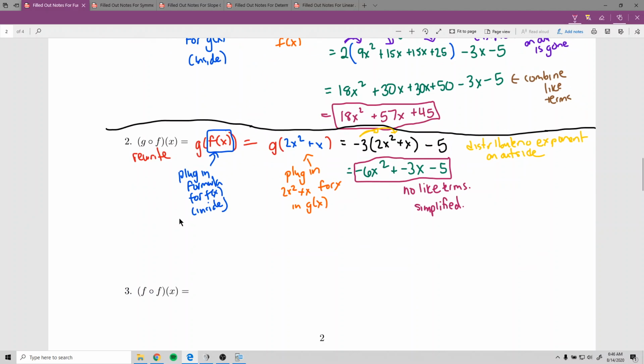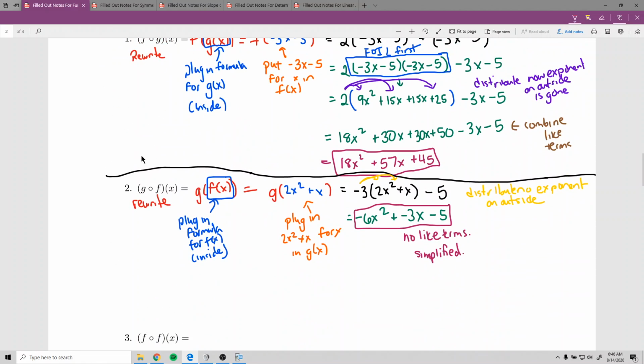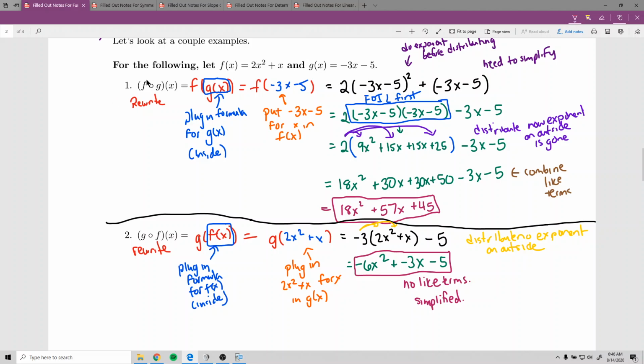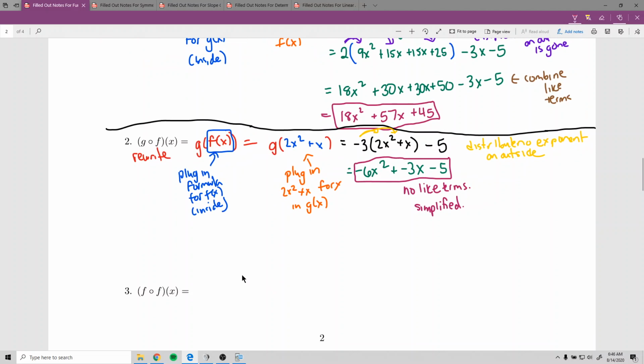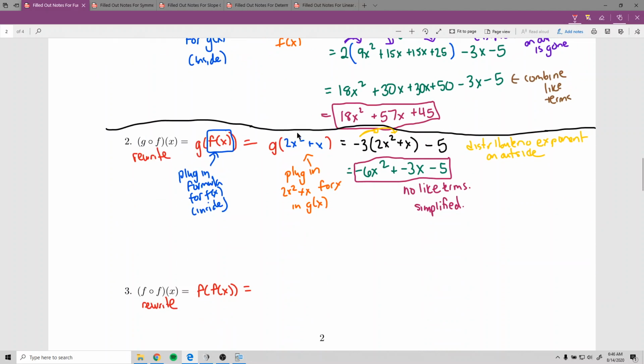Right, so the last one I have here is f of f of x. Basically, I think the first time you do this, on most of the problems you'll see f of g or g of f, but you can do the same function with itself. And there's nothing different about how you do the problem. So we start by rewriting it. We have f of f of x. f of x is 2x squared plus x, so we plug that in on the inside.